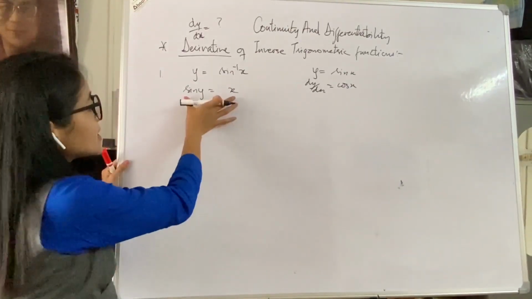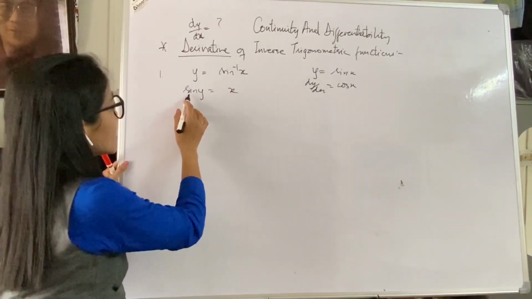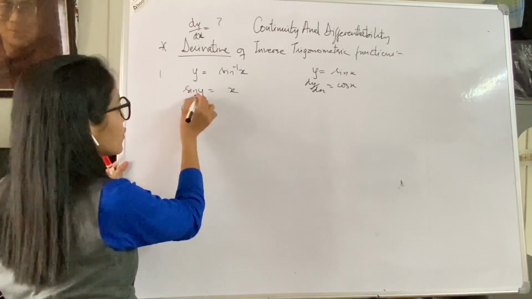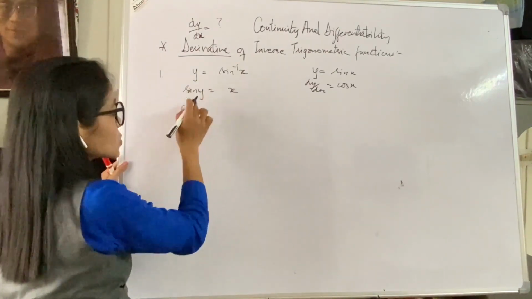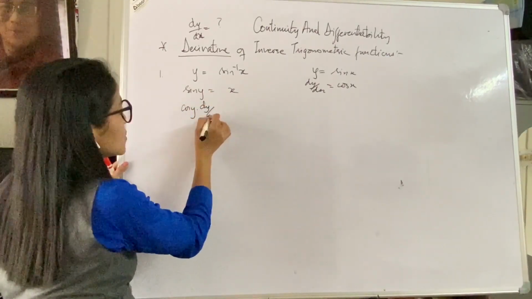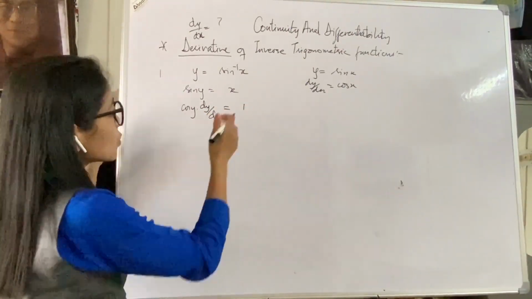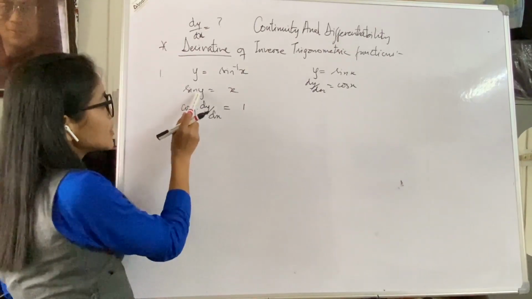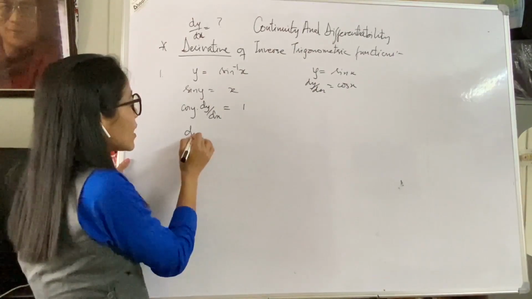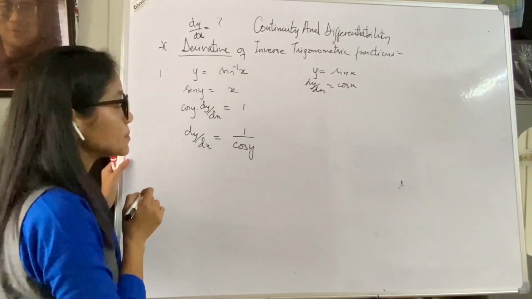Now I'll take this as an implicit function and differentiate it. What is the derivative of sin y with respect to x? That will be cos y, as a whole. The derivative of sin is cos, angle is y. So you write cos y into dy by dx, which is equal to the derivative of x with respect to x, that is 1. So differentiating both sides, the derivative of sin y is cos y into dy by dx is equal to 1. So now I write dy by dx is equal to 1 upon cos y.